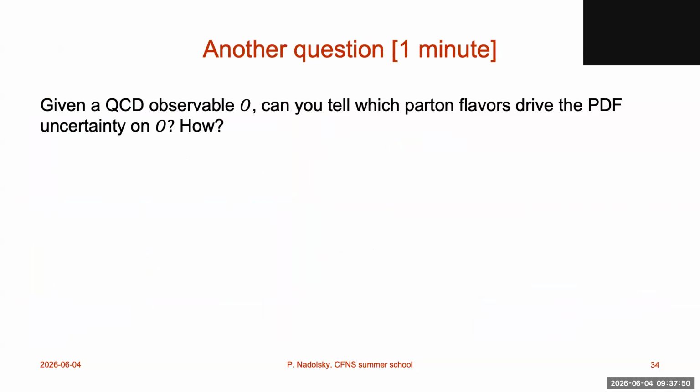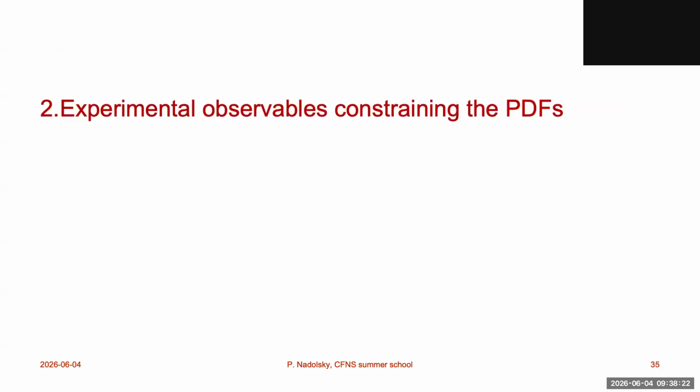Now, there is another question that I will save for the recitation or for tomorrow. Imagine I give you some QCD observable. How can you estimate what drives the PDF uncertainty for this observable? I do not ask you for an answer now, but this is something that will certainly come up tomorrow, and maybe we can discuss it at the recitation. What would be your technique to estimate the PDF uncertainty, or predict which flavors drive most of the PDF uncertainty on the observable?